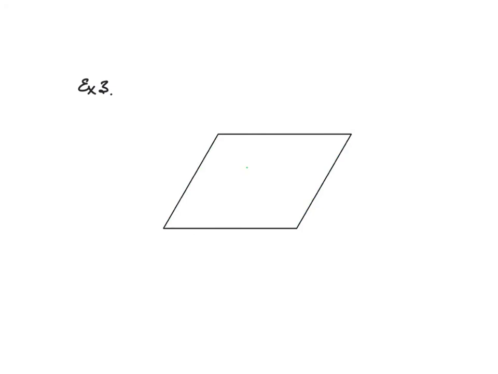Example 3. In this example, we're told that the area of the parallelogram is 96 centimeters squared, and that the length of the base is 16 centimeters. And what we want to do is to calculate the height of the shape. So we're given the area and one of the dimensions and asked to work out the height.